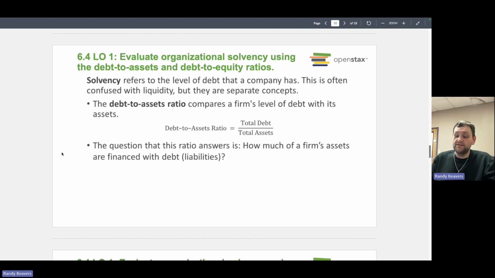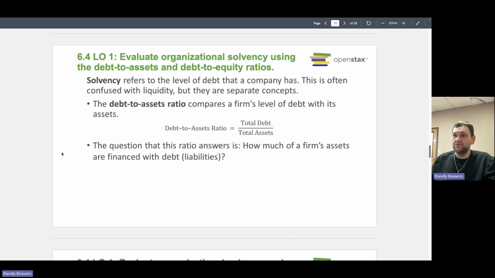Solvency ratios. So what is solvency? Well, solvency refers to the ability of a firm to shoulder debt. This is often confused with liquidity, but note that these two things are separate concepts. The debt to assets and debt to equity ratios compare the level of debt employed by a company to its assets and to its equity. Also, a lot of times I like to say that solvency pertains to a longer term view of the company.